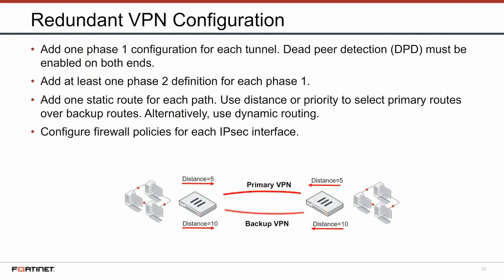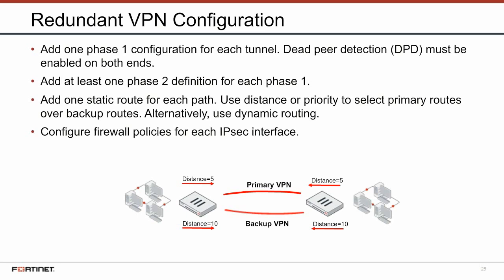So, how do you configure a partially or fully redundant VPN? First, create one route-based Phase 1 for each path. One Phase 1 for the primary VPN and one for the backup VPN. Enable dead peer detection, DPD, on both ends. DPD is a method that IPsec gateways use to detect when the VPN tunnel to its peer is down. Second, create at least one Phase 2 definition for each Phase 1.